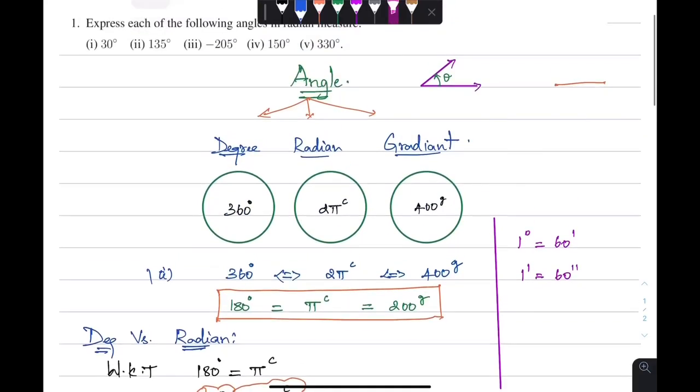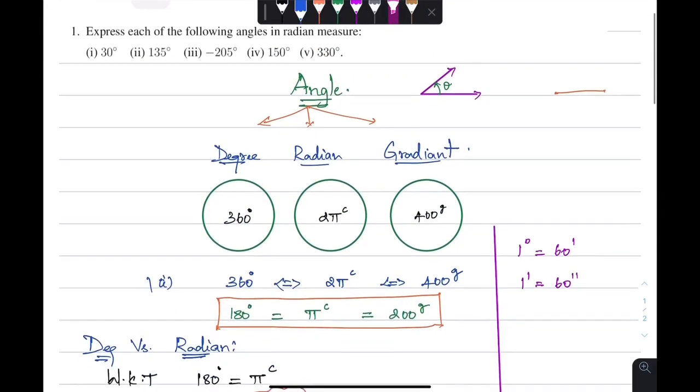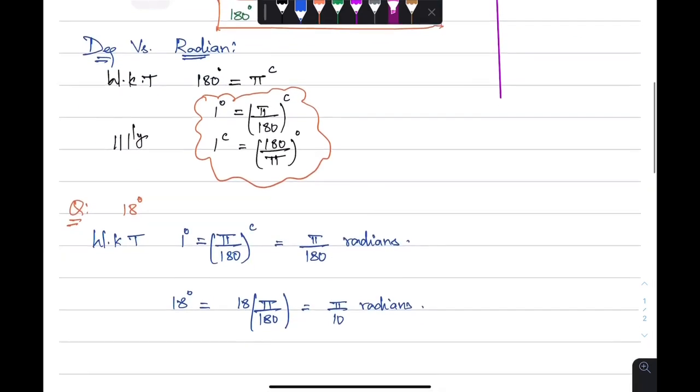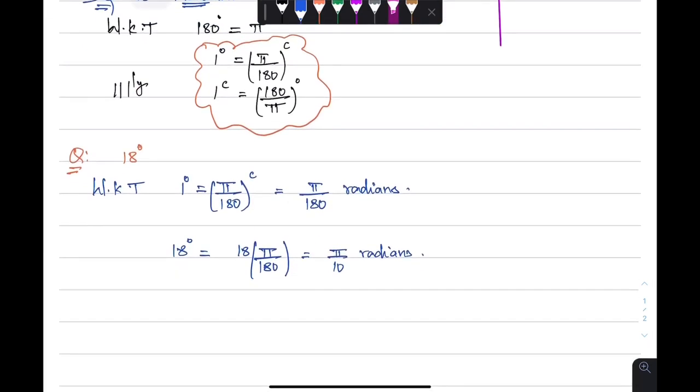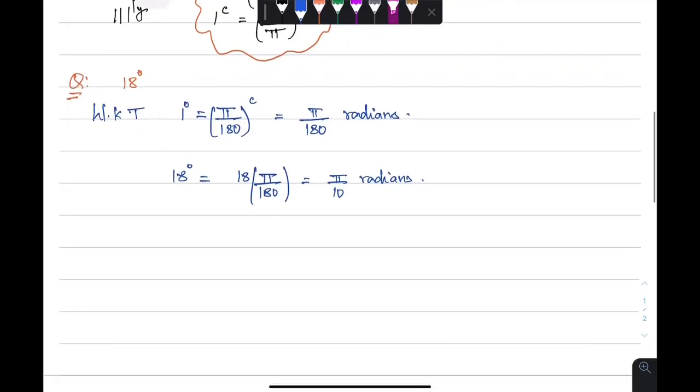So this second question, or here maybe we'll start with the first question in that problem. What is it? We need to convert this 30 degree, and we all know that 30, 45 are the standard angles. We'll see how to mention it.